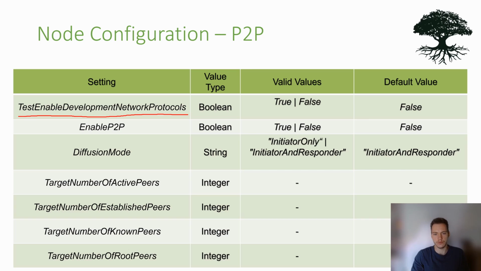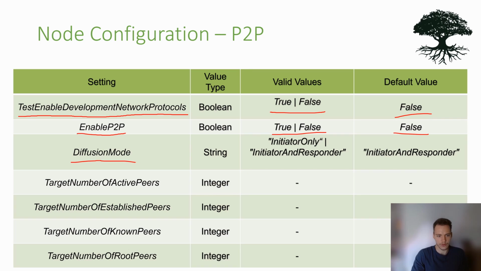So it's a Boolean value. We got true or false. The default is false, so if it's not defined, it's going to be false. The second one is the enable peer-to-peer. Same thing, a Boolean value, and default is false. So we need to set both of these first two to true if we want to use peer-to-peer.